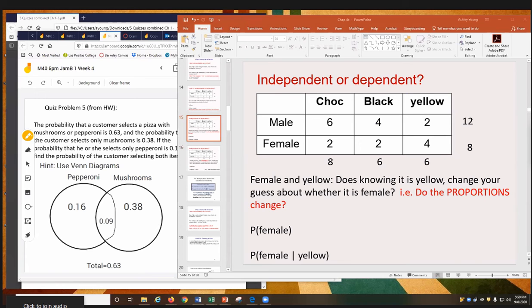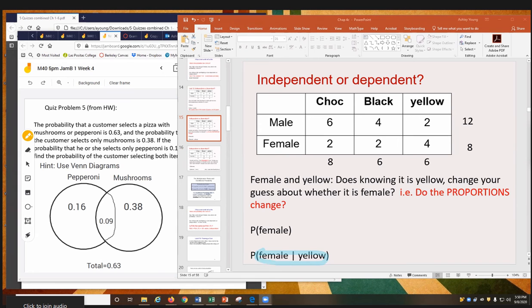So, for example, what's the probability of female? Well, okay, so first, female and yellow. I want to know if female and yellow are independent or dependent. These are the things I care about, female and yellow. So my question to you is, what things on this board have to do with being a female or being yellow? Or being a female yellow? So, Olivia, give me one.